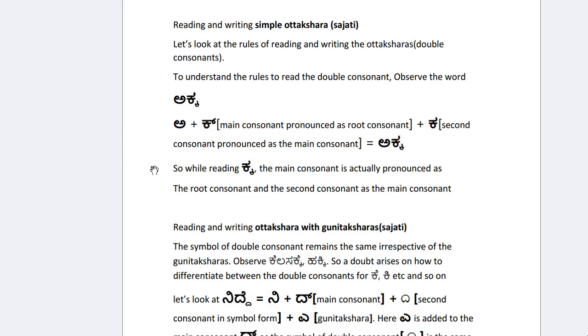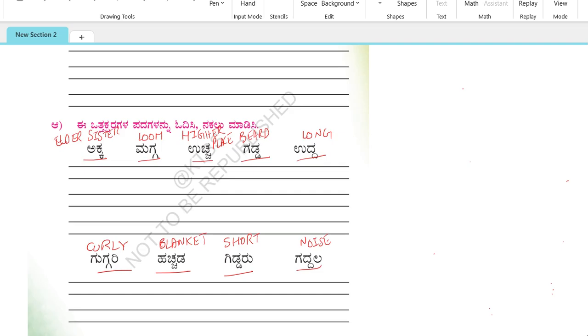This is a continuation of the Ottakshara series. We will be looking at Sajati Ottaksharas and how to read and how to write them. So a quick recap of what is Sajati Ottakshara.